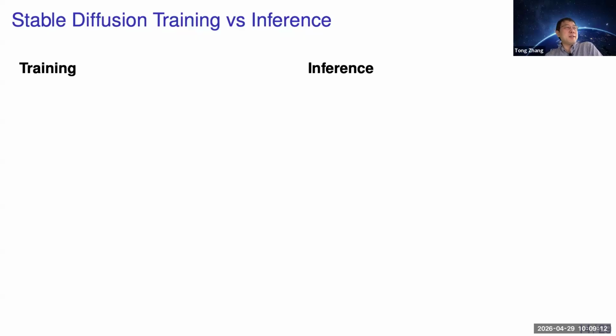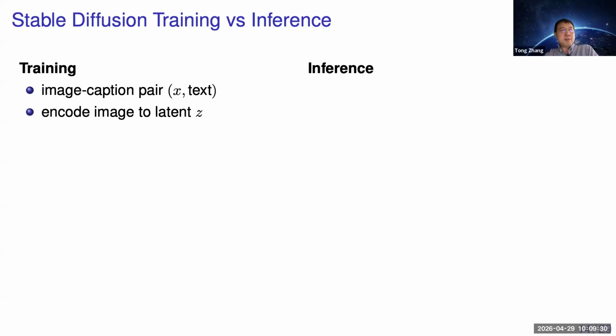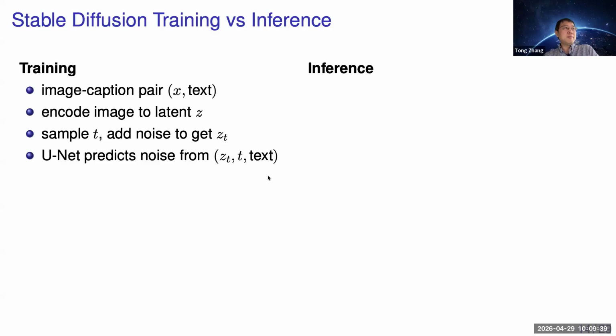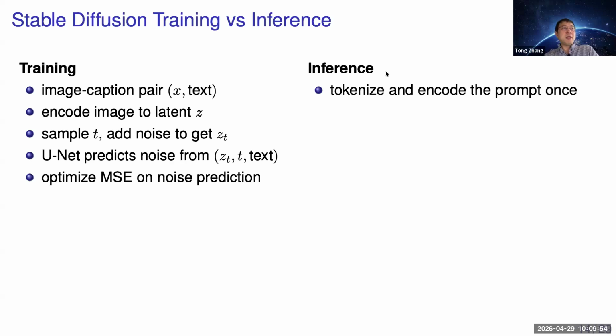Okay, we will talk about that next time, but let's look at this stable diffusion training versus inference. Just quickly mentioning, this is pretty straightforward if you see the whole pipeline, right? So you start with an image pair, encode the image to latent, sample T, add noise to get ZT, right? So this is basically how you train the UNet. You're using this to predict noise, and then optimize on the noise prediction, and that's all. So that's how you get to learn the UNet, right?